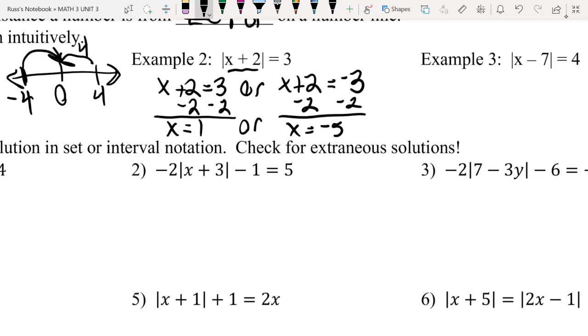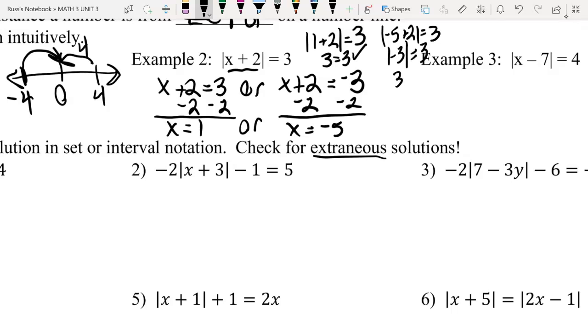Now, if you want to test them, you put them back in, because we'll actually have to do this for what are called extraneous solutions in a minute. If I substitute 1 back in, do I get 3? Well, 1 plus 2 is 3, and the distance 3 is from 0 is 3. So 3 equals 3, we're good. If I put negative 5 in, the absolute value of negative 5 plus 2 is the absolute value of negative 3, which equals 3. So we are still good. Both of these solutions check out.